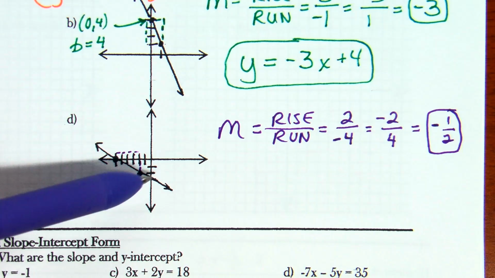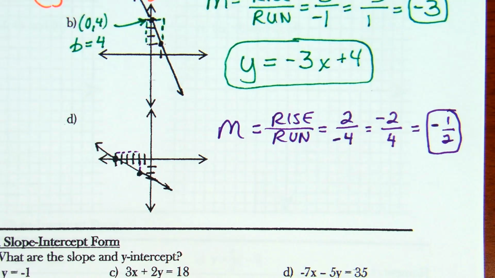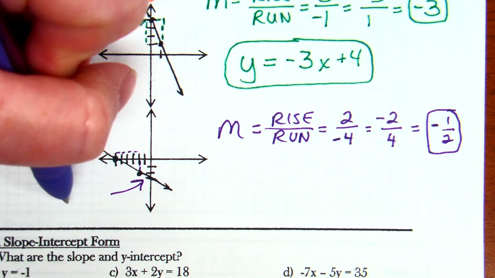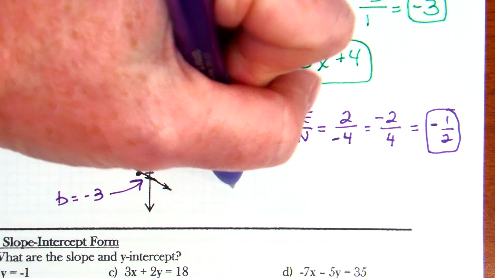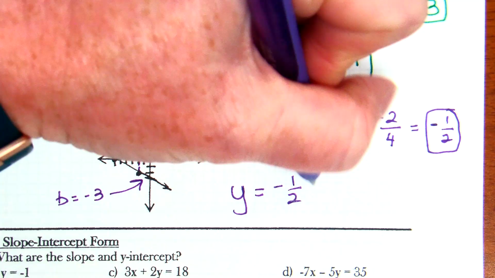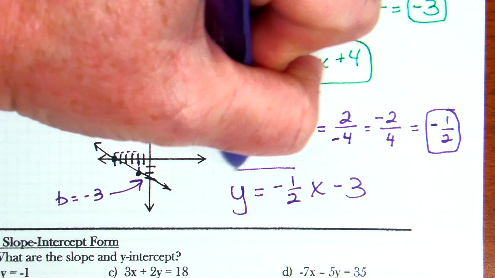And here's what I would do if I'm not sure. My slope is -1/2, right? So if I go down 1 over 2, where does that put me? That point is -3. Yep. So my slope-intercept form, y equals -1/2 x minus 3.